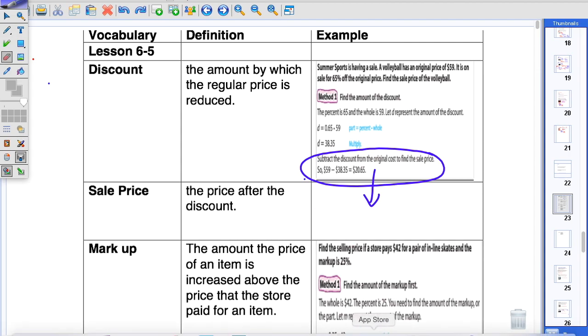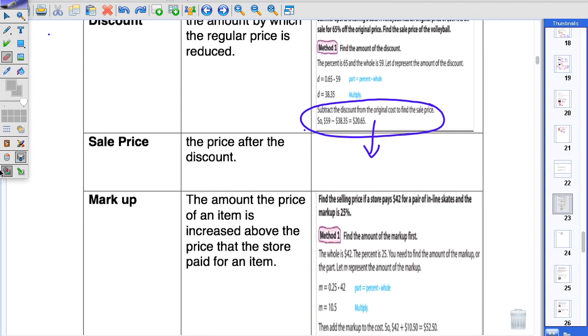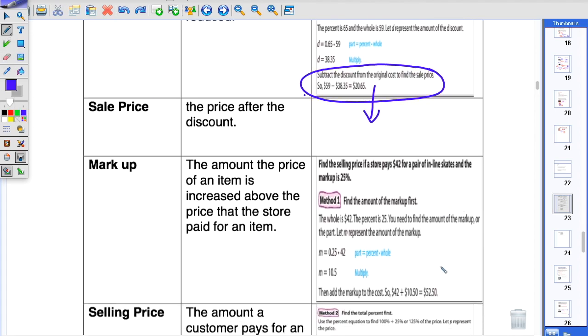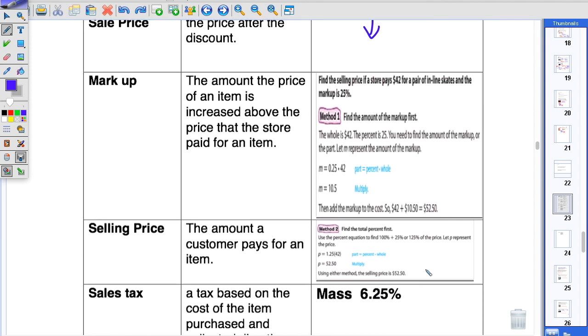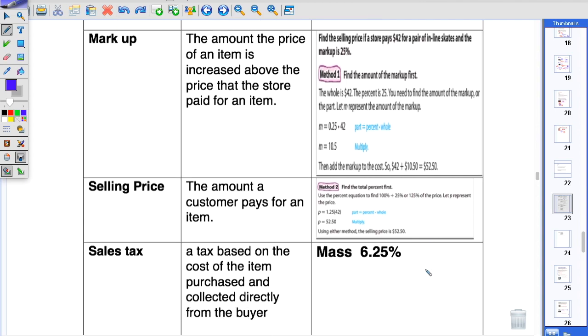Markup is the amount the price of an item is increased above the price the store paid for the item. To find the markup, it is similar to finding discount. It's your percent as a decimal times what the store is paying for it, and that gives you your markup amount. The selling price is the amount the customer pays for the item. To find the selling price, it's what the retailer paid for the item plus the markup amount, which gives you what the customer would pay, the selling price.